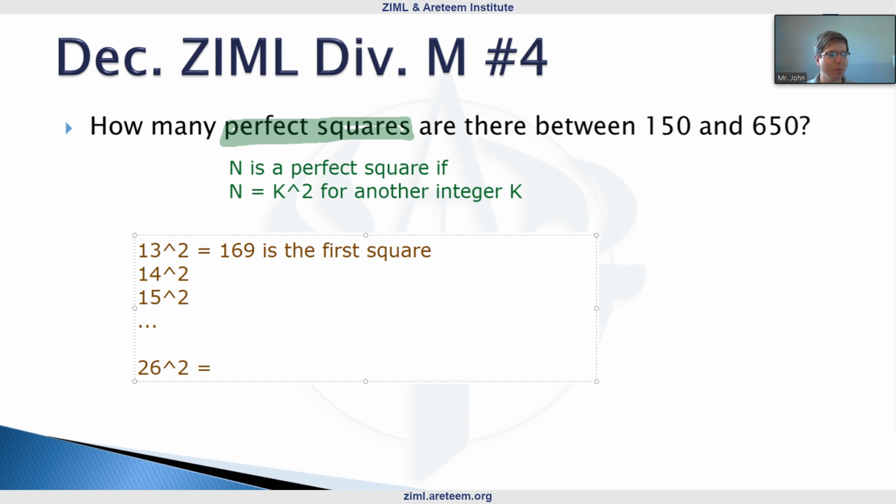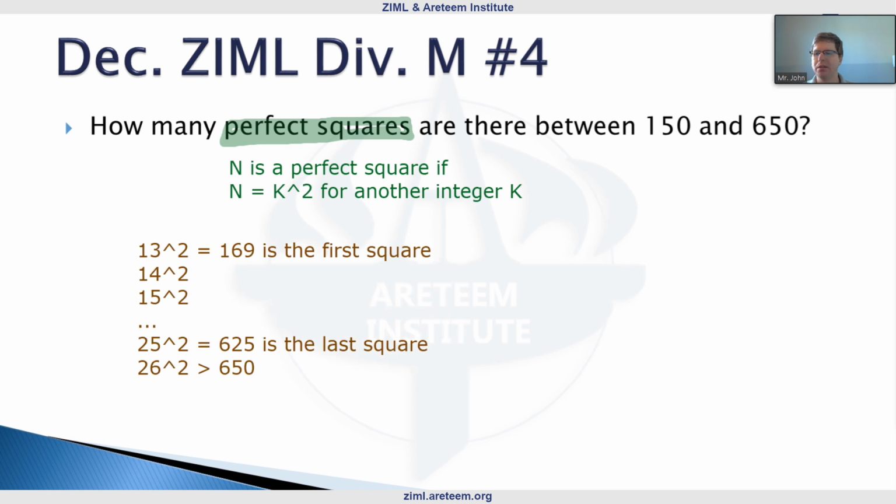So maybe if we want to be a little bit lazy here, right? What's important about 26 squared is it is too big, right? So really here we can say 25 squared, which as mentioned before is 625, right? So we're counting then, this is the last square. So then we have 13 up to 25.